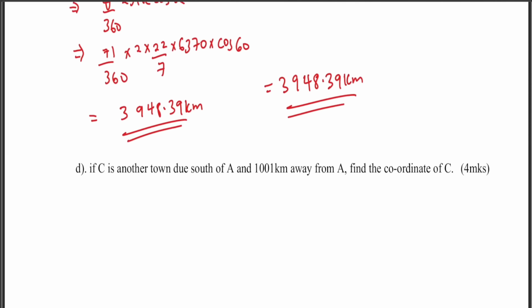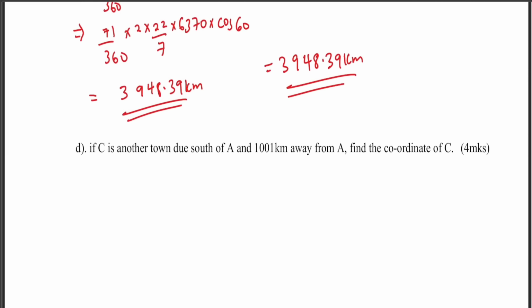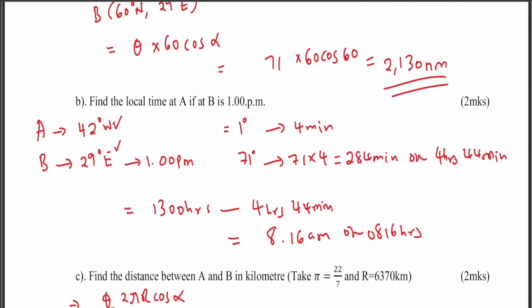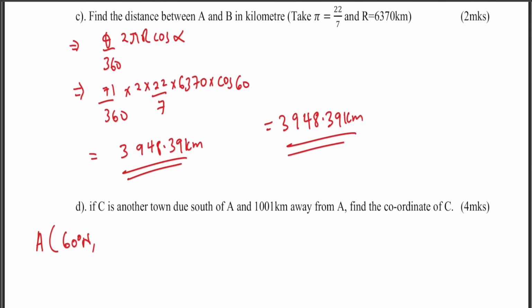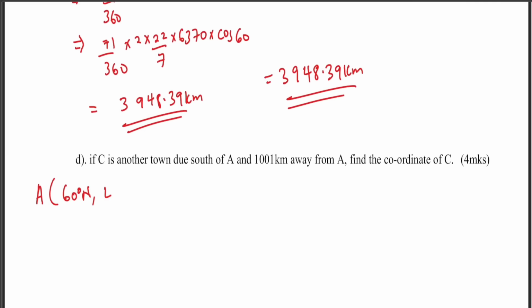Now let's continue with the last one. If C is another town due south of A, let's write for A: 60 degrees north, 42 degrees west. They're telling you C is another town due south. You don't know the difference in latitudes, which we'll say is x, and it's 1001 kilometers away from A.